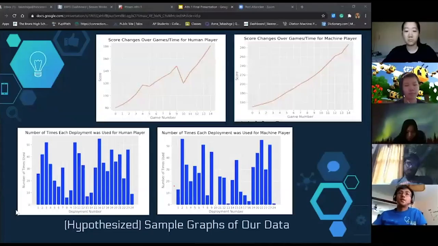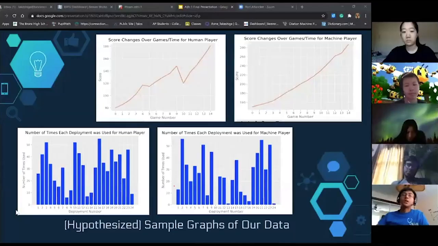So this is the slide about the data analysis and about the graphs. So basically what we did is that we made a class specifically talking about the human player and the machine player, where the machine player is the AI, and then the human player is just the user. And then we basically had 2 sets of graphs. One graph where it showed the score over time based on the game numbers and the number of times used based on the deployment numbers. And we can compare these 2 sets of graphs to see which one was more effective, the human or the machine. And since we couldn't get real data, we had a few hypotheses on how they should look.